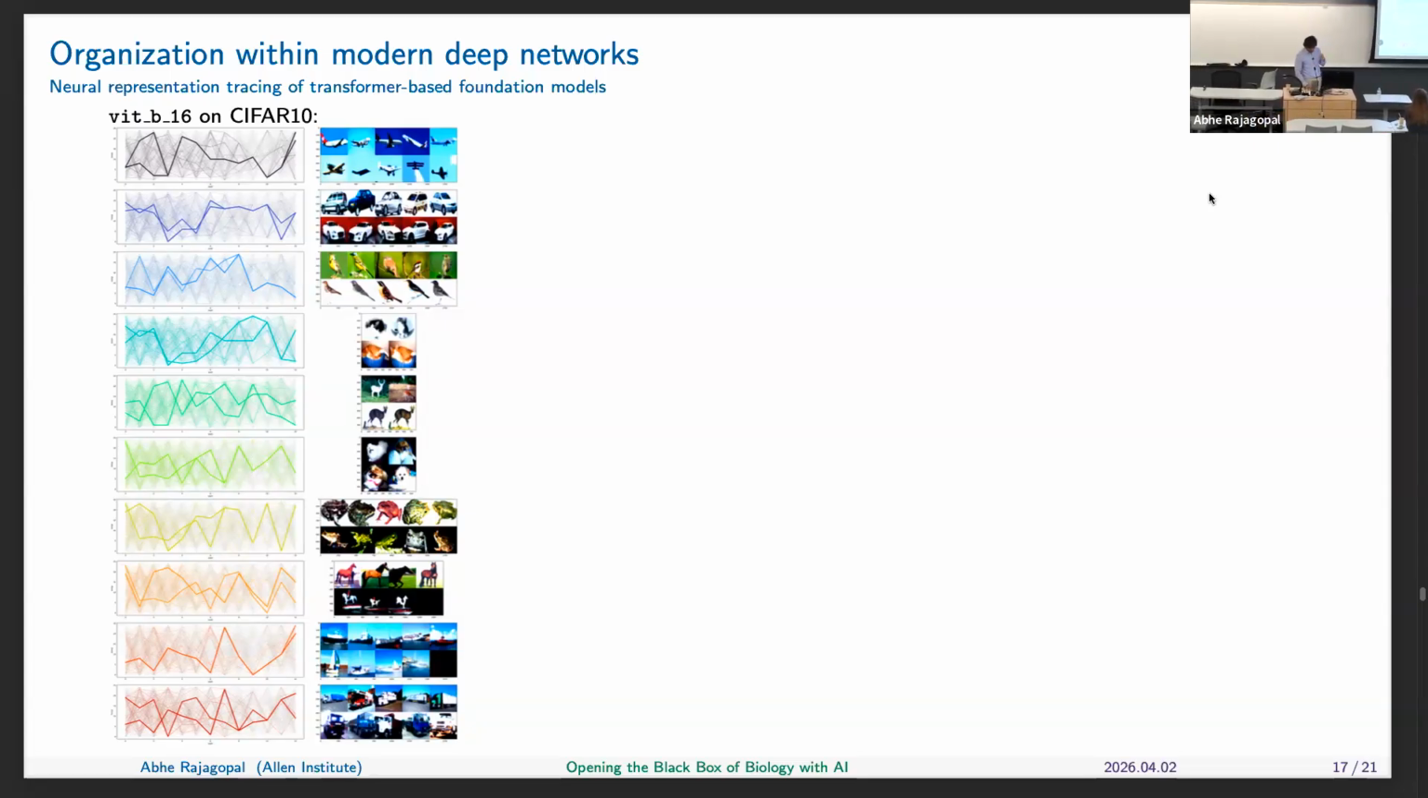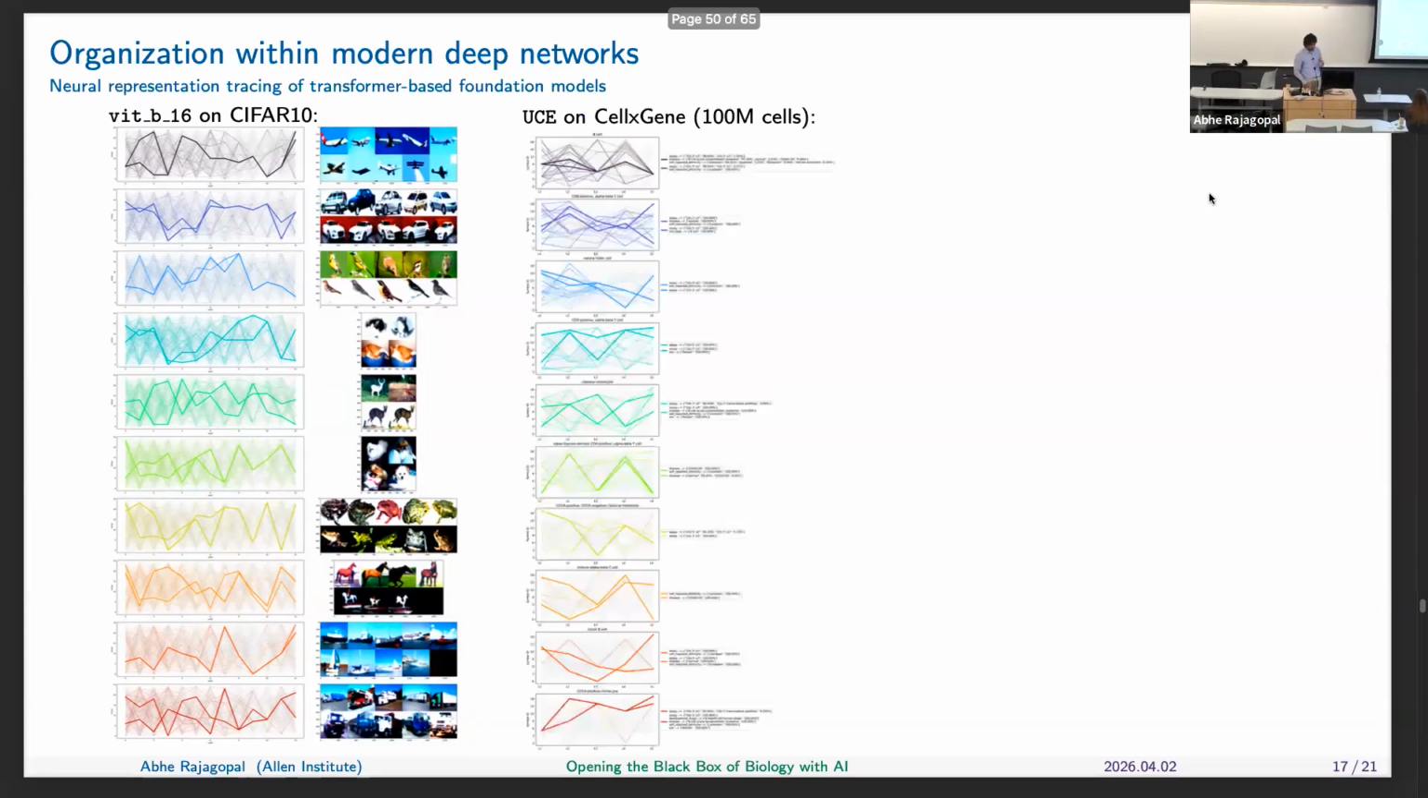So, okay, it works for vision transformers and natural images. Does it work for biology? So I ran this on universal cell embedding, which I mentioned a few slides ago. Basically, it's looking at gene expression data, and I ran it on CELLxGENE, which is a public repository of gene expression data that everyone contributes to, with 100 million examples.